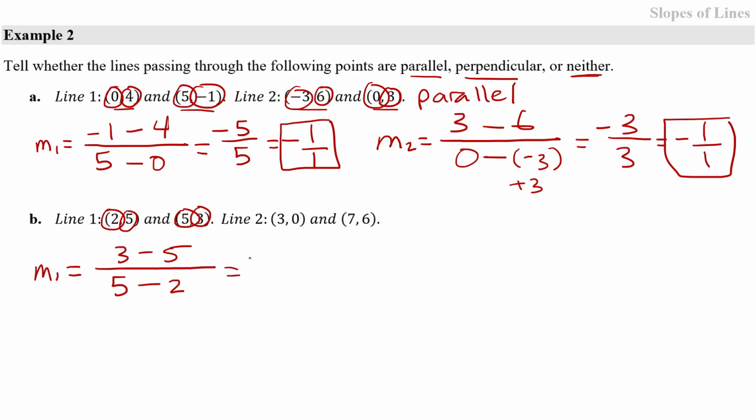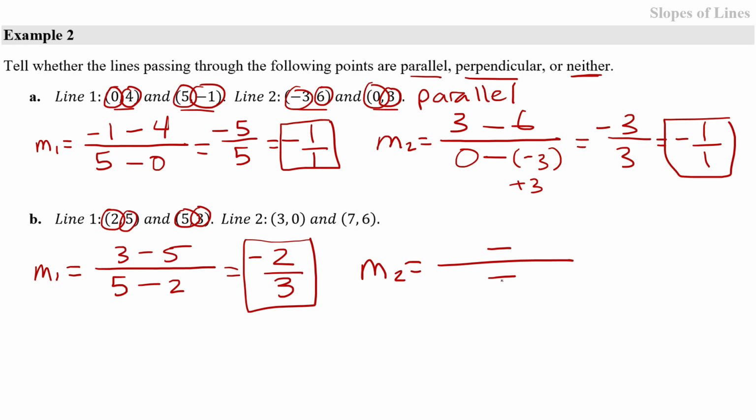3 minus 5 is a negative 2. On the bottom, 5 minus 2 is a positive 3. And then that's already simplified. For the second line, same exact thing. I'm going to subtract the y's on top, and I'm going to subtract the x's. 6 minus 0 on the top. On the bottom, 7 minus 3.